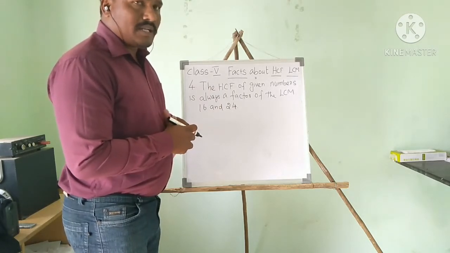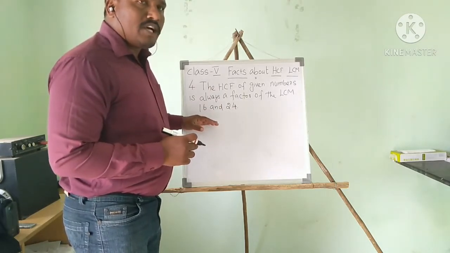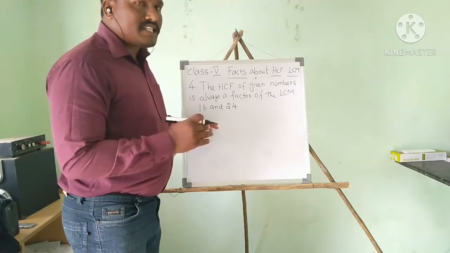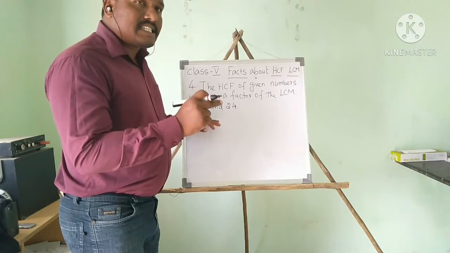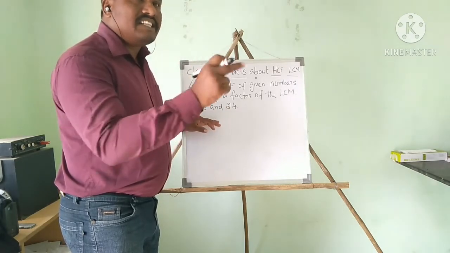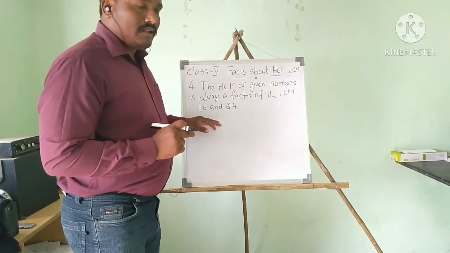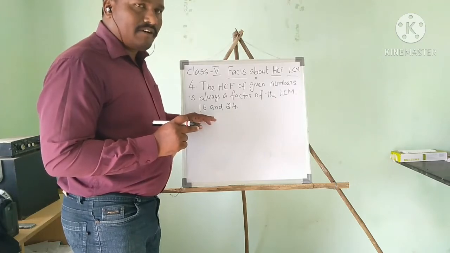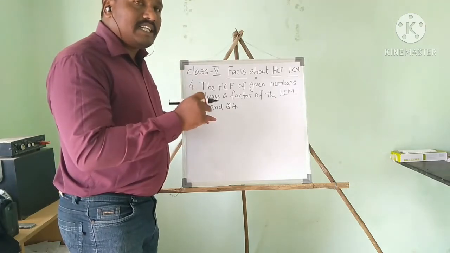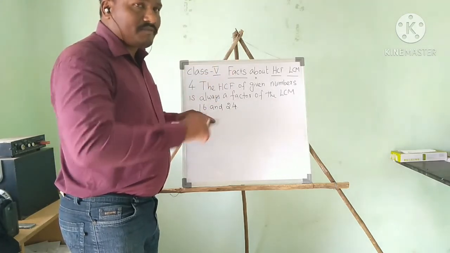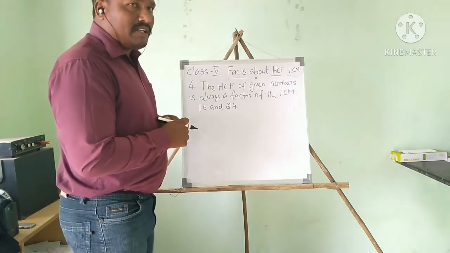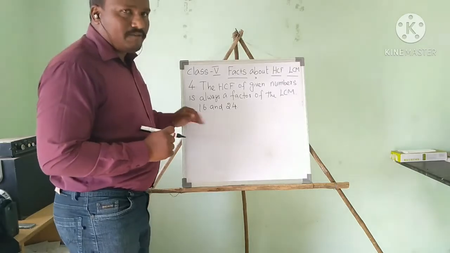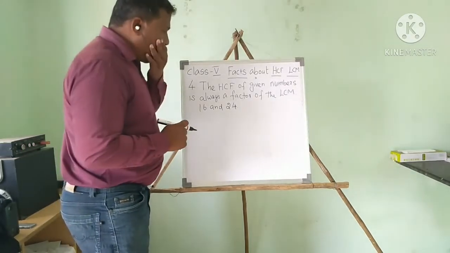Do you understand what I am telling? We have to find out the HCF, which is the highest common factor, and check whether that factor is a factor of the LCM or not. We have to find out the LCM and HCF. Let me check one by one. First I will find out the HCF. You know very well how to find it.